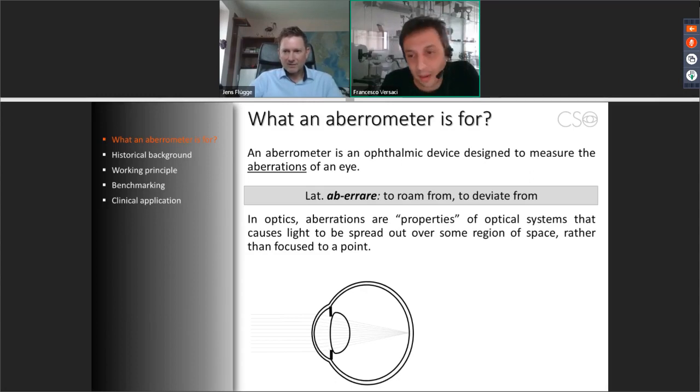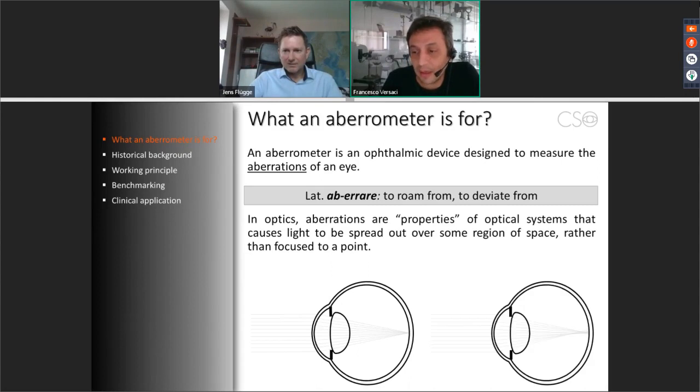This is an ideal eye, but if we look at a real eye, you don't have this situation, and the rays are hitting the retina in different positions. So, as you can see in this definition, we have aberrations. Some light is spread out over a region of the retina rather than being focused in a single point.